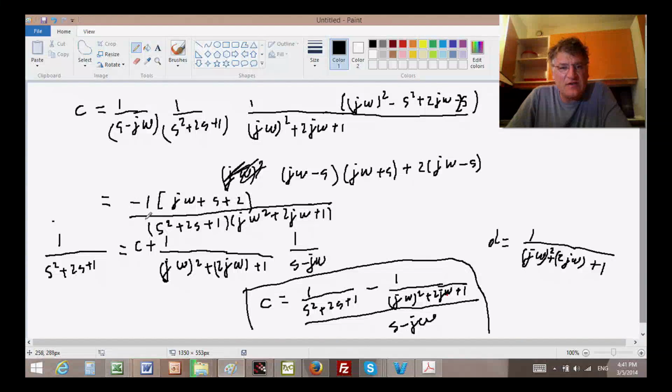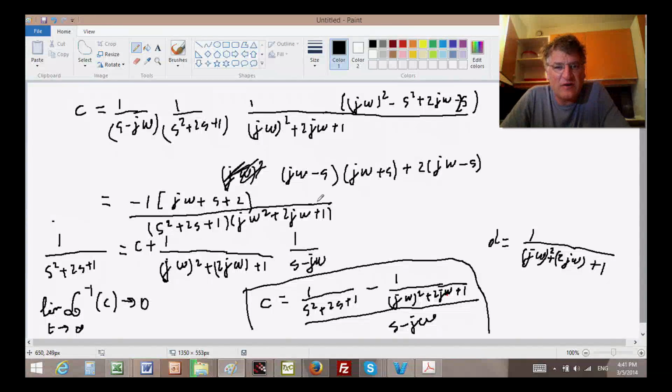As you see, that is a function of omega, but that is the original system. And what happens is that when we take the inverse Laplace transform of C, it goes to 0. Therefore, when we take the limit when t tends towards infinity of the inverse Laplace transform of C, because up to that factor j omega, it is the inverse Laplace transform of this term, and we know that this is an oscillatory but decaying exponential.